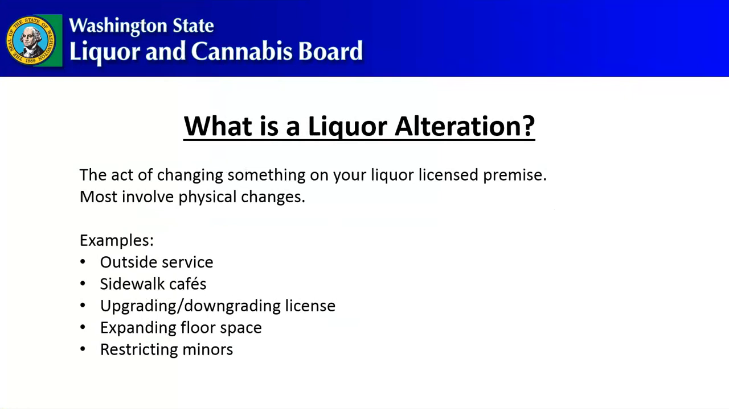We will begin by discussing what a liquor alteration actually is. Simply put, it is the act of changing something on your liquor licensed premise. Most of the time, this involves a physical change of some kind, such as removing a wall from your restaurant. The most common alteration requests we receive have to do with adding outside service, adding a sidewalk cafe, upgrading or downgrading your license type, expanding the floor space of your premise, and restricting minors from your premise.